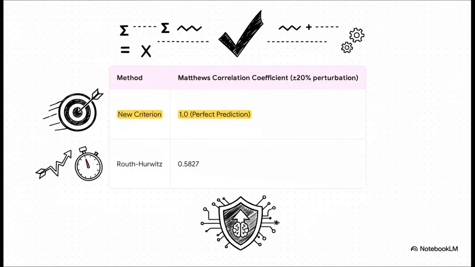But it's not just about being fast, right? You also have to be right. And this is where it gets really impressive. In a test where things were deliberately made uncertain, this new method scored a perfect 1.0 on prediction accuracy. The classic method, it barely got above 0.5. So the new way is not just way faster, it's vastly more reliable.